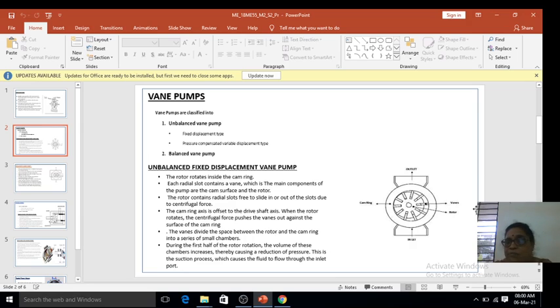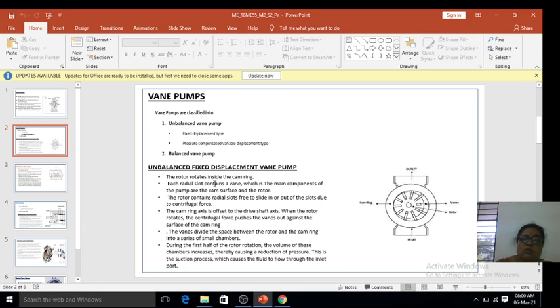See, one example for this. It consists of a number of vanes arranged on a circular ring. These are called vanes. There is a rotor or an impeller. This is the pump casing, the outlet and the inlet.